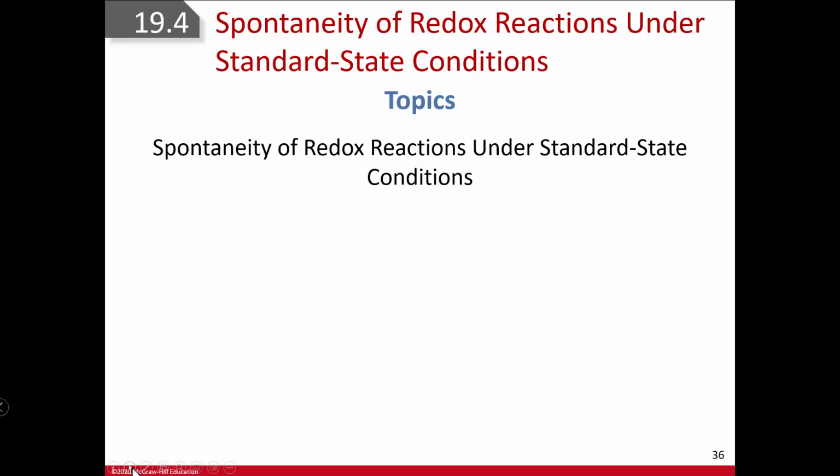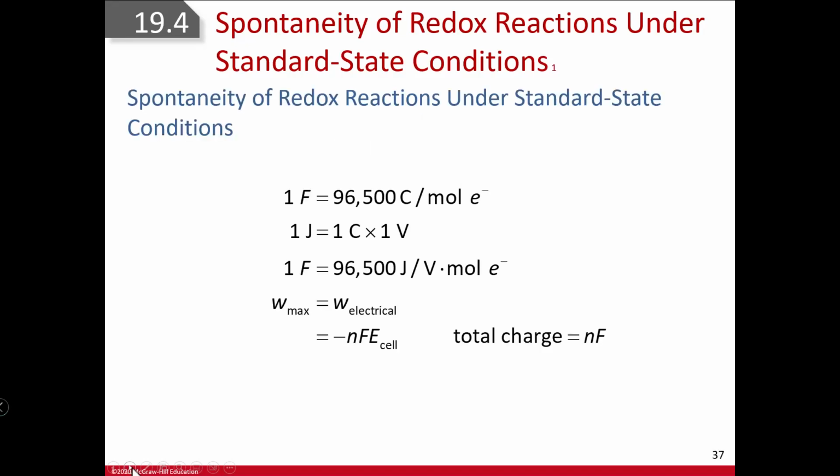All right, so we're at 28 minutes. Let's continue on. So that's the whole reason why we do this, to determine the spontaneity of the redox reaction under standard state conditions. Because galvanic cells are like batteries, they're spontaneous, we want to determine whether that reaction is going to happen or not. Am I going to get a positive cell potential? And if I get a positive cell potential, then I'm going to assume the reaction is spontaneous.